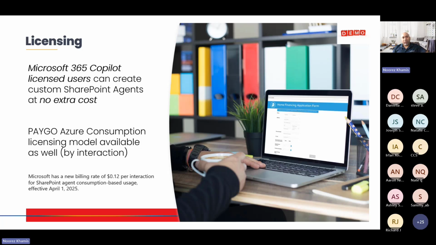Now, if you're still on your agentic journey and your AI journey, and you want to expose this capability but you don't want to purchase the M365 Copilot licenses, there's also a pay-as-you-go Azure consumption licensing model available, and that's by interaction. Right now, the latest I heard, and Microsoft's constantly changing this, is a billing rate, and this was actually a new one, they reduced it a few months ago, of 12 cents per interaction for SharePoint agent consumption.